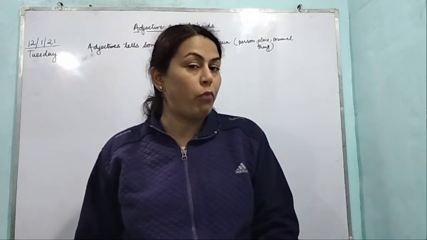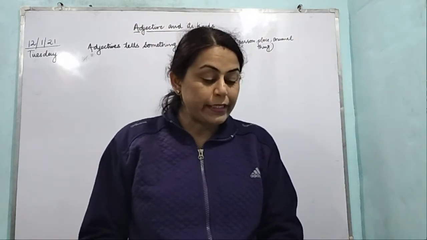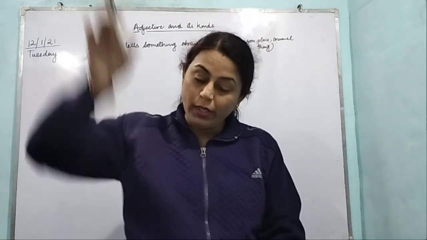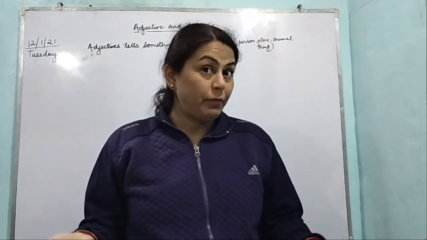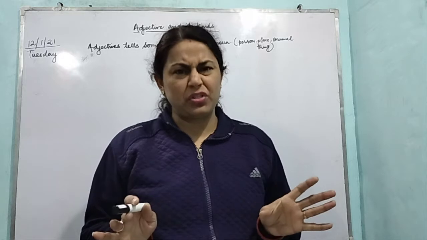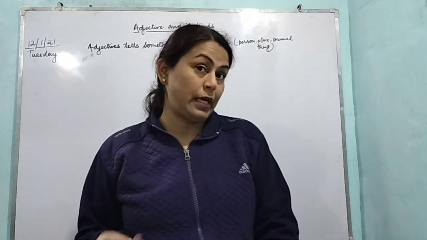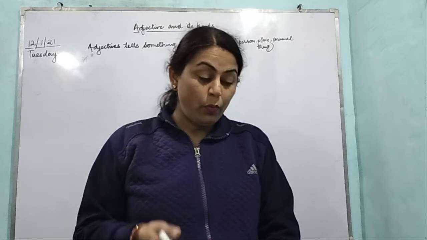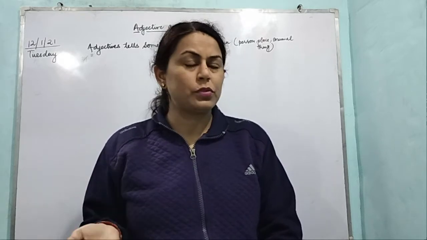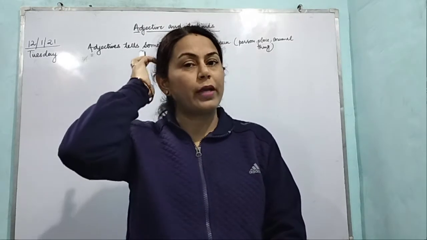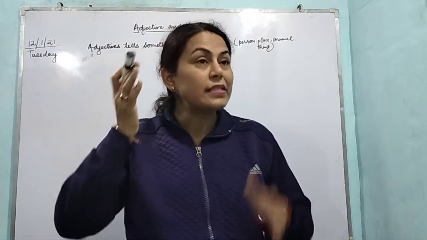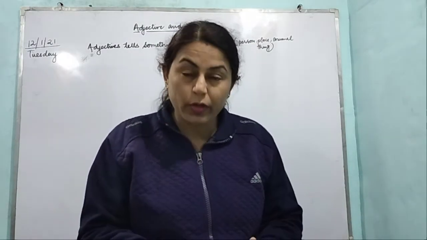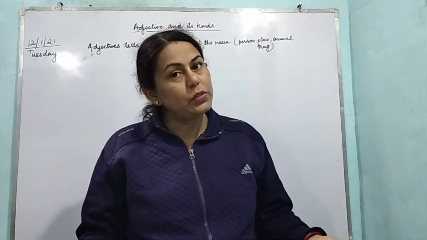For example, a boy is a noun. It can be tall or it can be short. He can be intelligent or he can be foolish. He can be educated or he can be uneducated. Rich, poor, whatever you can use. All these words are known as adjectives. So, what is the quality of the noun? In order to express the quality of that noun, we use adjectives.